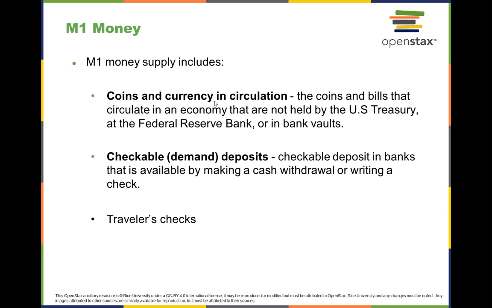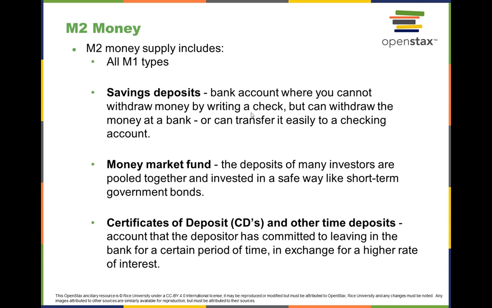So the M1 supply includes coins and currency and checkable deposits. And here are the definitions here if you'd like to pause that and write that down. Also traveler's checks. And M2 includes these different items that I've already mentioned, but you can go ahead and pause this once again and write down any of these definitions that you wish.